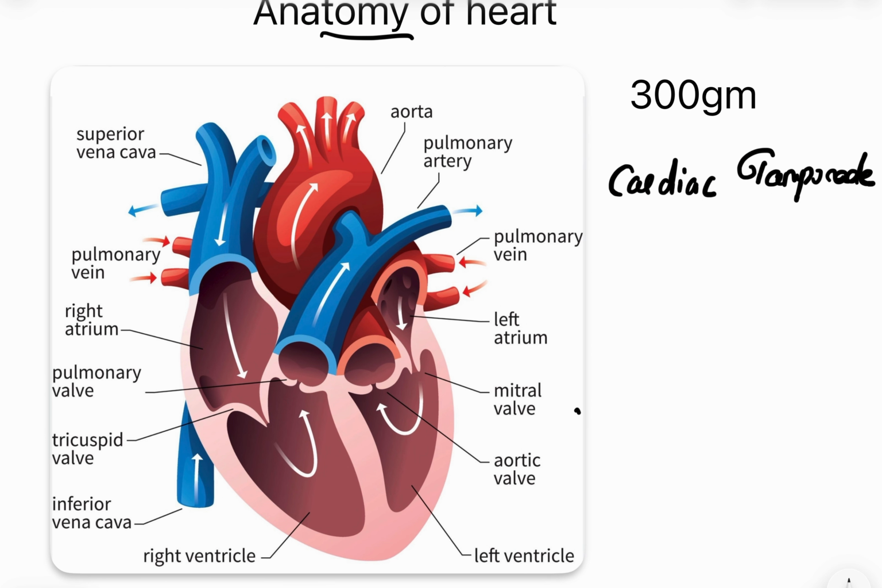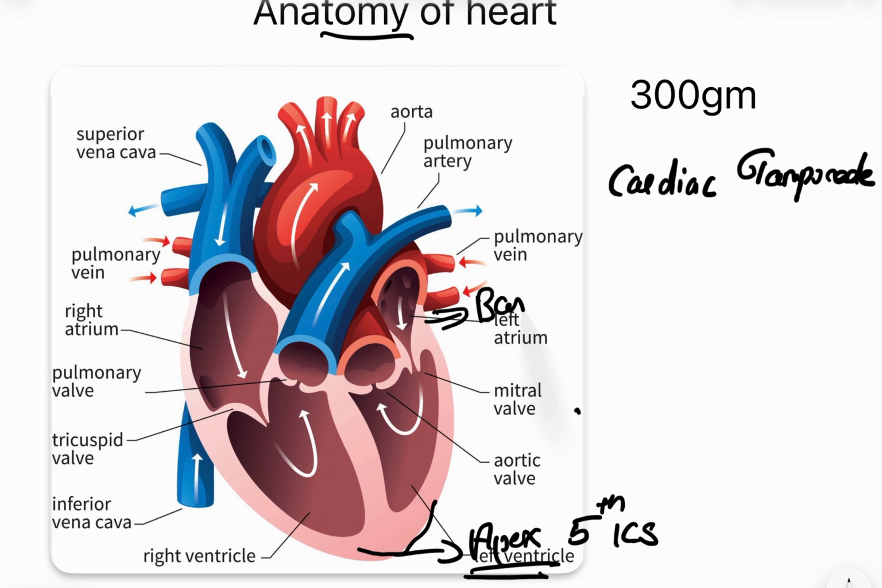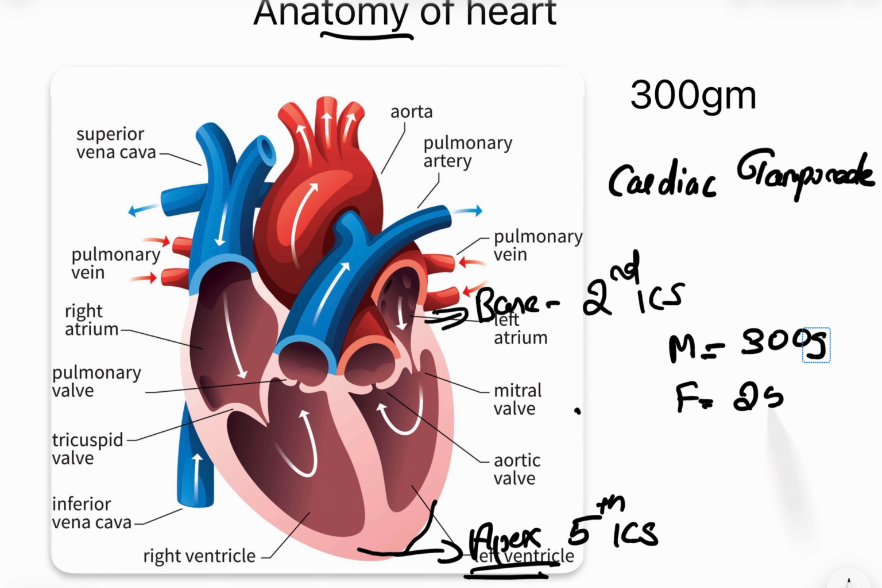Okay, so what all things did we learn today? We are talking about the anatomy of the heart. Two major points. The heart is resting on its apex. The apex is at the fifth intercostal space, and most of the apex is made by the left ventricle. The base of the heart is the left atrium, on the top, at the second intercostal space. The weight of the heart in males is 300 grams and in females approximately 250.